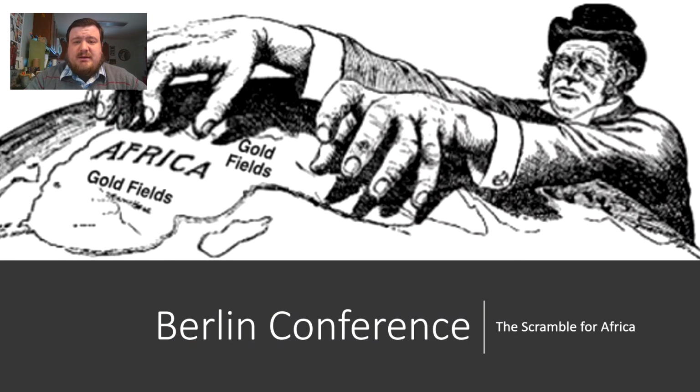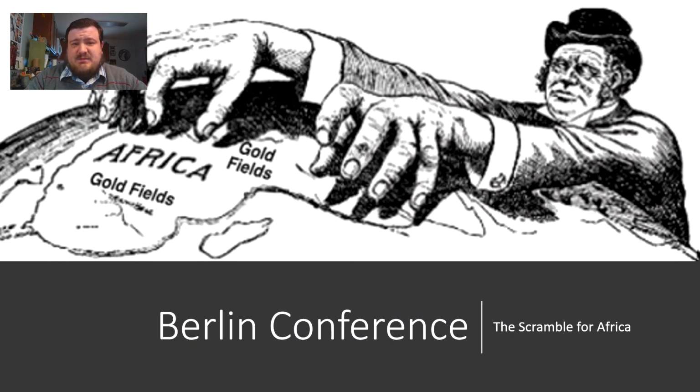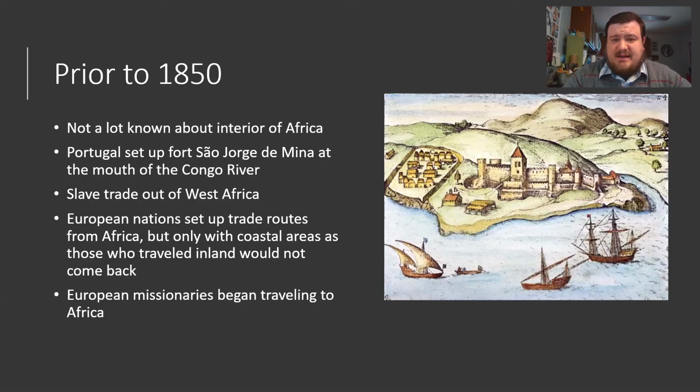So today we will be talking about the Berlin Conference, also known as the Scramble for Africa. Now, in order to set the stage for this, we have to travel back in time, prior to the 1880s. Back then, not a lot was known about the interior of Africa. In fact, the Europeans referred to this as the Dark Continent.